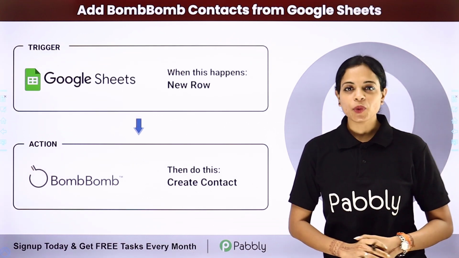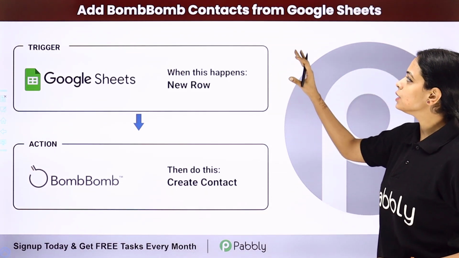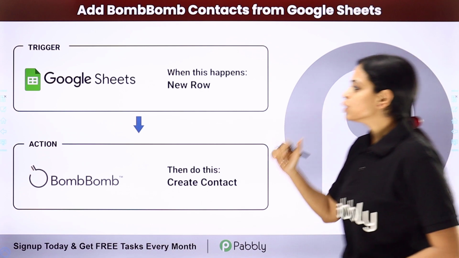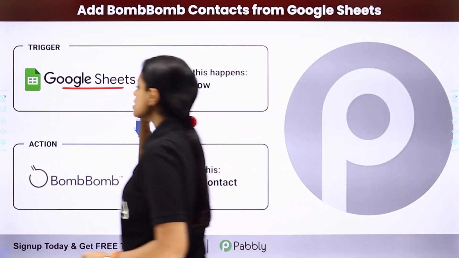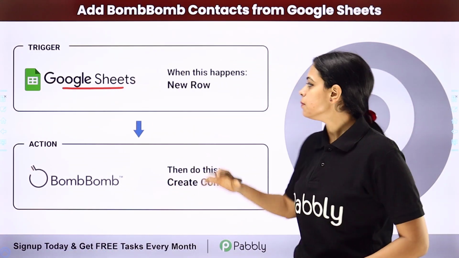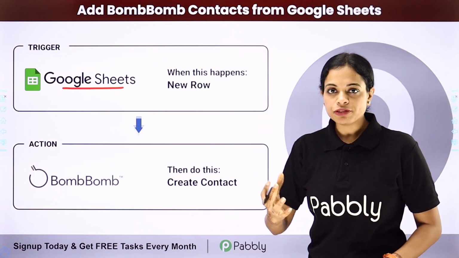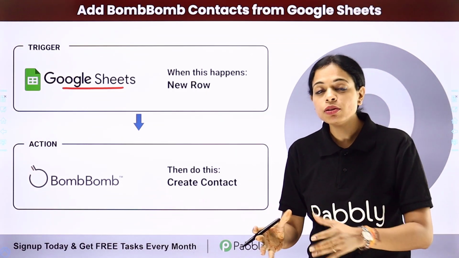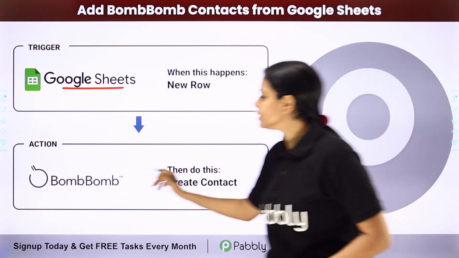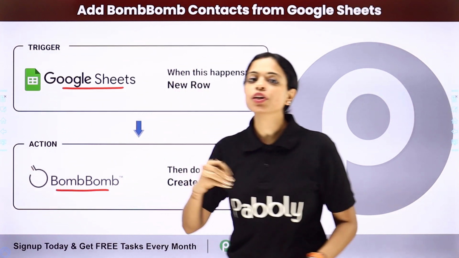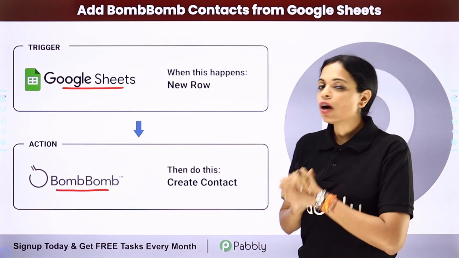In this video, we are going to see how to add BombBomb contacts from Google Sheets. So let's say that you're using Google Sheet as a spreadsheet, and every time a new row is added with some information you want, with that information a contact should be created in BombBomb, which is a video communication platform. Now how can that be done?